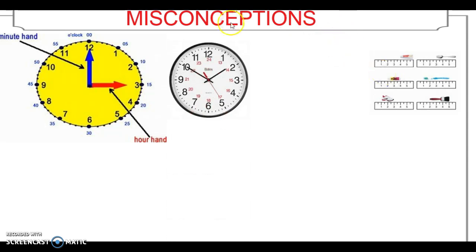Yeah, this is what I was talking about as far as the hour hand and the minute hand, when it's really 1:50, and they might think that it's 2:50. So we have to make sure to solidify that for them on that analog clock.